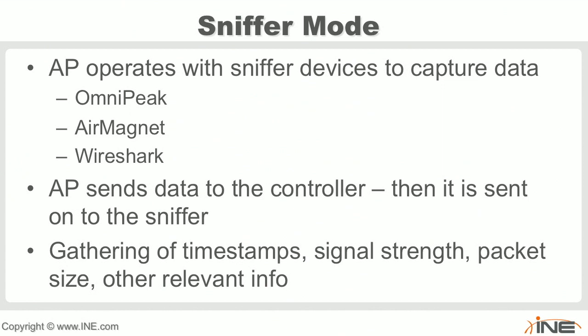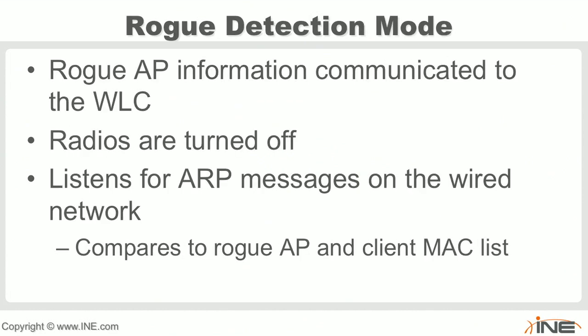The AP is going to send the data to the controller, and then from the controller, of course, it's sent to the sniffer. Everything's sent through CAPWAP to the controller. We can gather timestamps, signal strength, packet size, signal to noise ratio, something we haven't mentioned yet called SINR, signal to interference noise ratio. Can gather all that information.